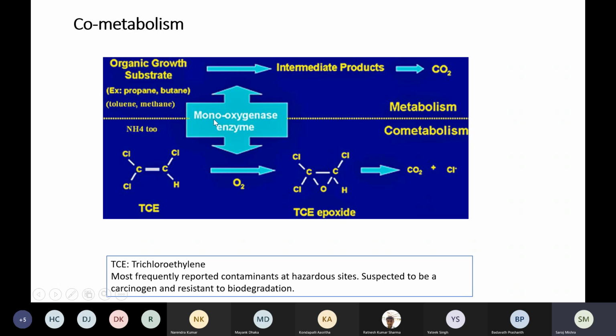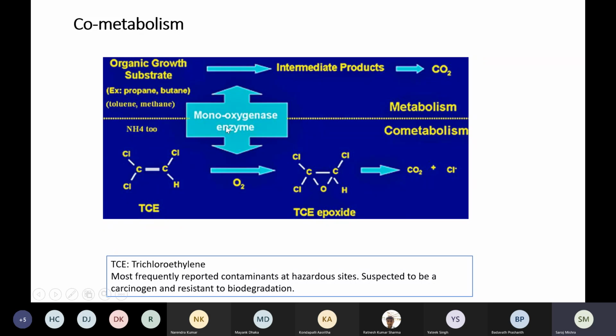Such microorganisms have an enzyme which is called a monooxygenase. If they are going to degrade methane, they will contain methane monooxygenase. If they can use propane, they will have an enzyme called propane oxygenase. Now the interesting part is that many of these enzymes are cell wall bound, or they could be extracellular. And while their primary function is to act on propane, they can also act on other contaminating molecules, like for example trichloroethylene. Trichloroethylene is one of the major pollutants. It is discharged from the dry cleaning industry or from petroleum industries as a byproduct.